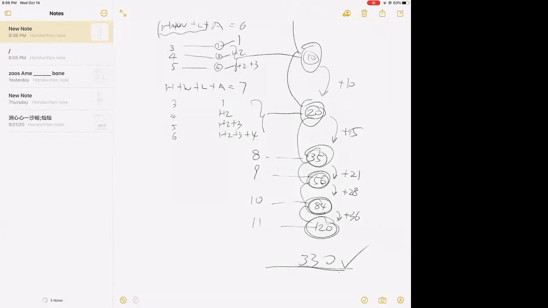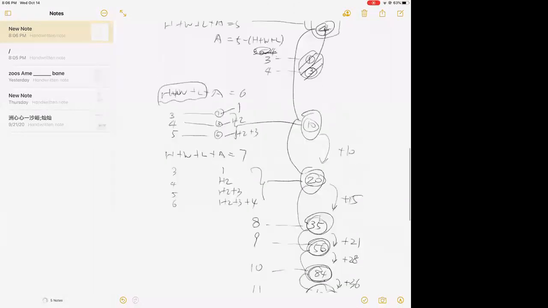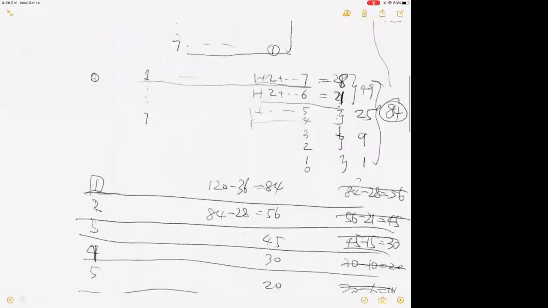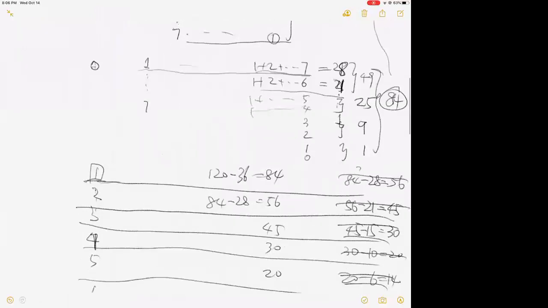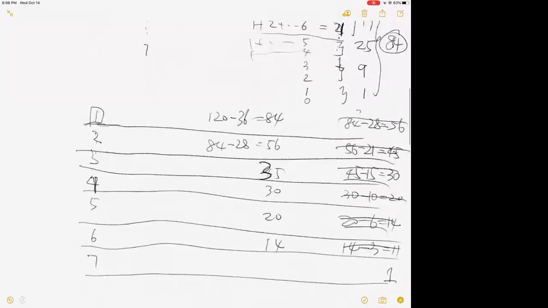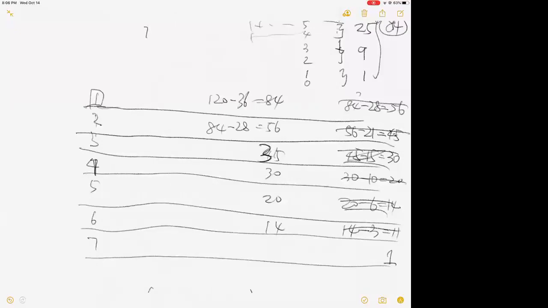Very good. Leo, did you figure out your way? Yeah. Okay, go ahead. Something with the arithmetic. When you subtract 56 minus 21, you get 35. Oh, here's 35, right? Very good. And then 35 minus 15 is 20. 20 minus 10 is 10. 10 minus 6 is 4. 4 minus 3 is 1, right? So it's arithmetic.